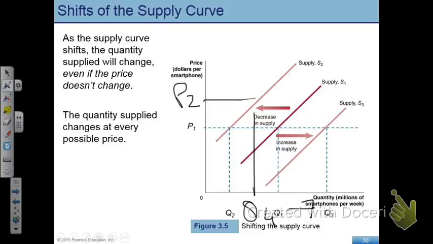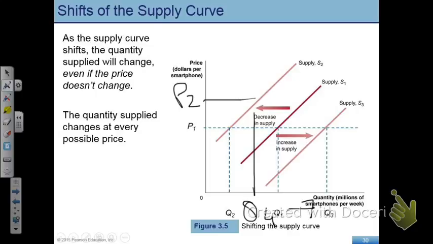Anytime something other than price changes, your supply curve shifts, and we call that a change in supply. So shift, change in supply; movement along the supply curve, change in quantity supplied. So this is how you should associate these words.